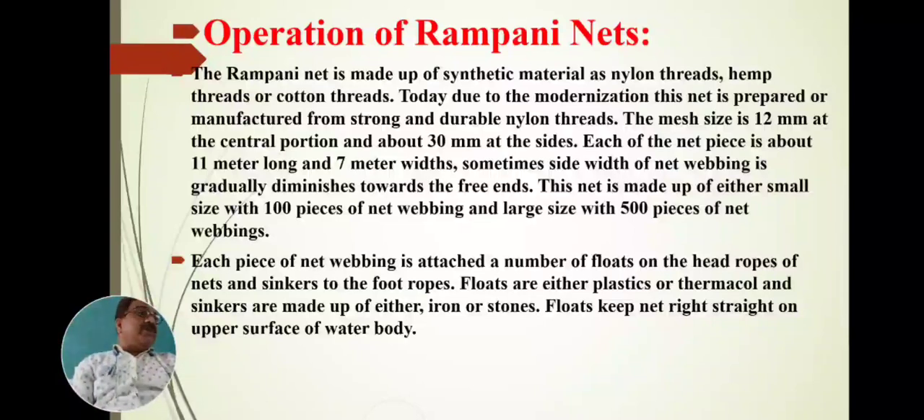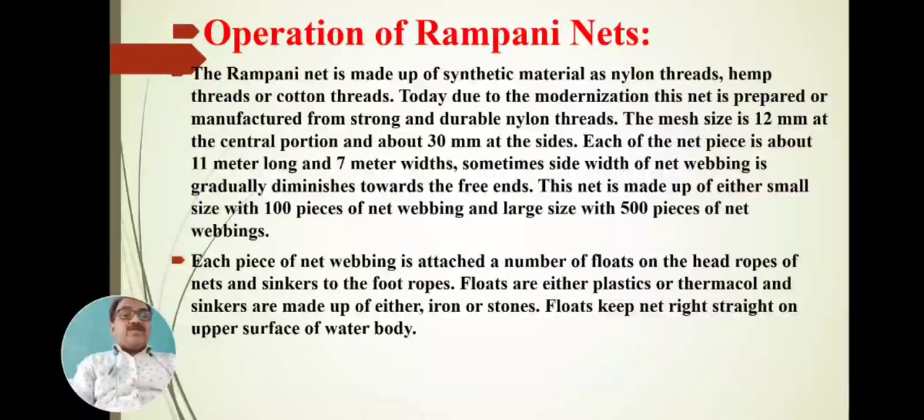What is the length and width of this rectangular piece? One hundred such pieces are used to construct the Rampani net: central 20, the chikan bali, and side 40 plus 40, that is 80 pieces, called the ali bali. Each rectangular piece of net webbing is 11 meter long and 7 meter wide.